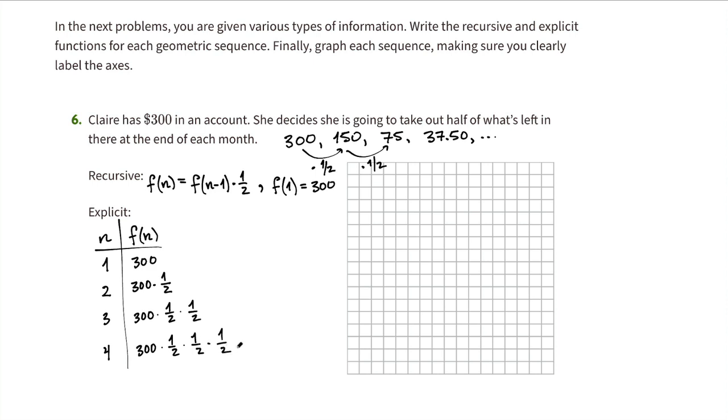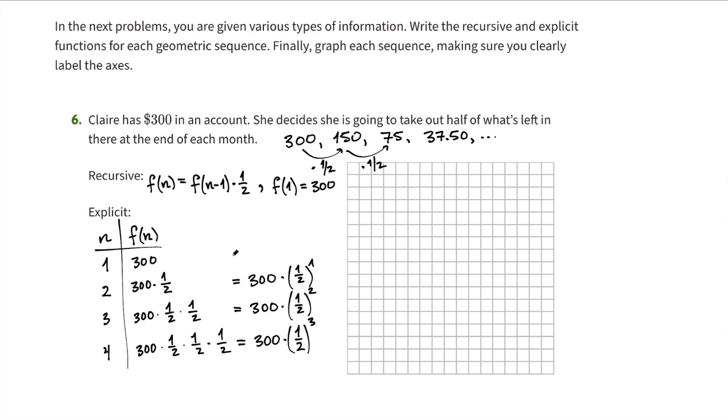Well, now we can write this in a condensed format. We see that I've got a 300 and then times multiple halves. So that is repeated multiplication. And repeated multiplication can be written as an exponent. Same thing up here. I've got my 300 times 1/2, and then there's 2 of them. So an exponent of 2. And the one up here, that's 300 times 1/2, and there's only one of them, so raised to the 1.